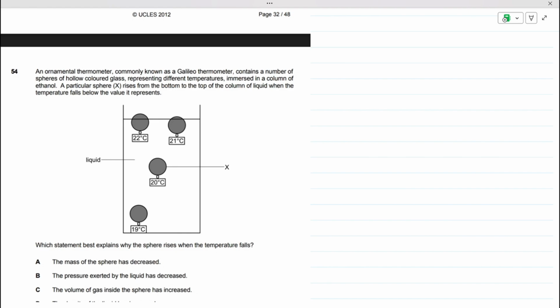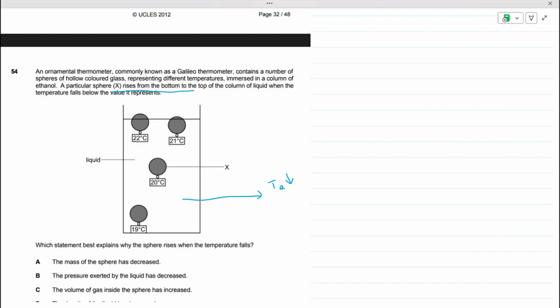A particular sphere X rises from the bottom to the top of the column of liquid when the temperature falls below the value it represents. Which statement best explains why the sphere rises when the temperature falls? They are just asking us that when the temperature of this ethanol is falling, these spheres are going up. Why is this happening?